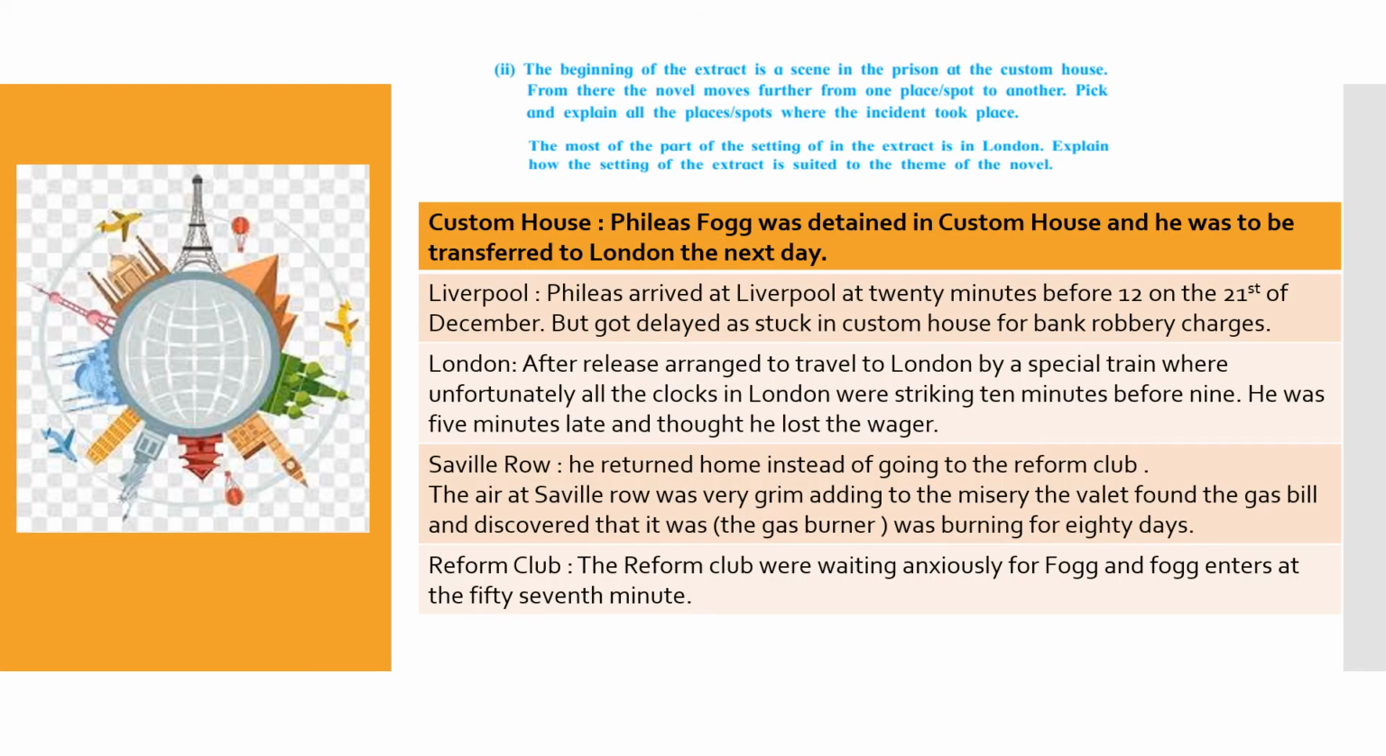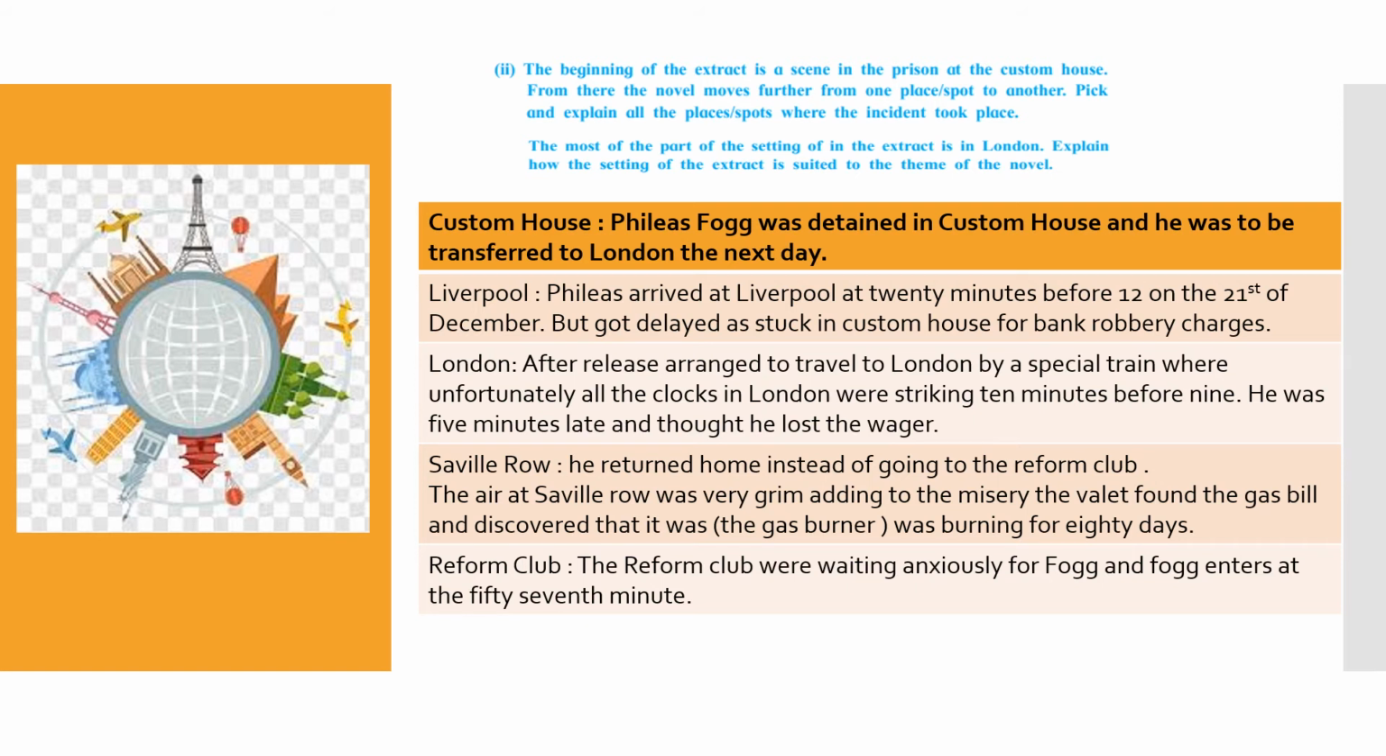Question 2. The beginning of the extract is a scene in the prison at the custom house. From there, the novel moves further from one place to another. Pick and explain all the places where the incident took place. Most of the setting of the extract is in London. Explain how the setting of the extract is suited to the theme of the novel.